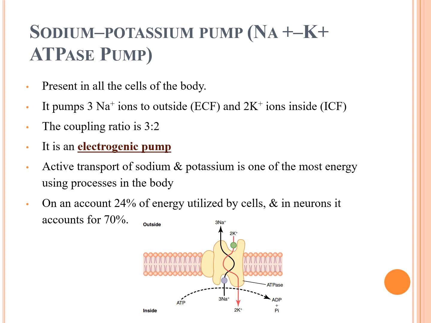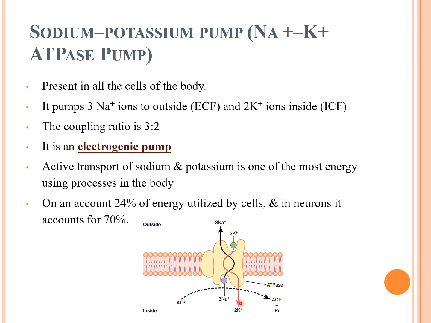This sodium potassium pump is present in all the cells of the body. In all the cells, the cell membrane will contain this sodium potassium ATPase pump. You can see here it is present in the cell membrane, and it will pump 3 sodium outwards and 2 potassium inwards. So it is involved in the efflux of 3 sodium ions and influx of 2 potassium ions. So the coupling ratio is 3:2 here.